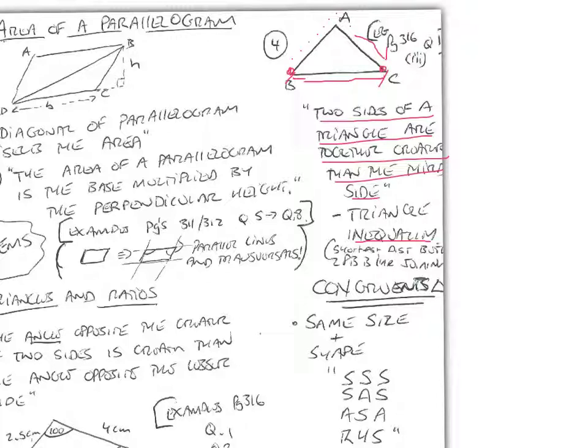And that's kind of what this theorem is saying, really, that this side will always be less than the sum of the other two sides, or this side will always be less than the sum of this side plus this side. So it's kind of obvious enough, that one.